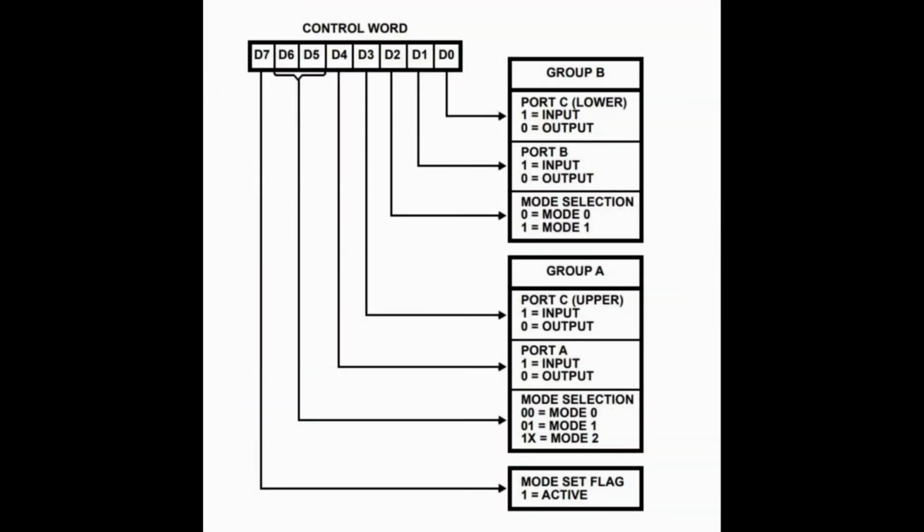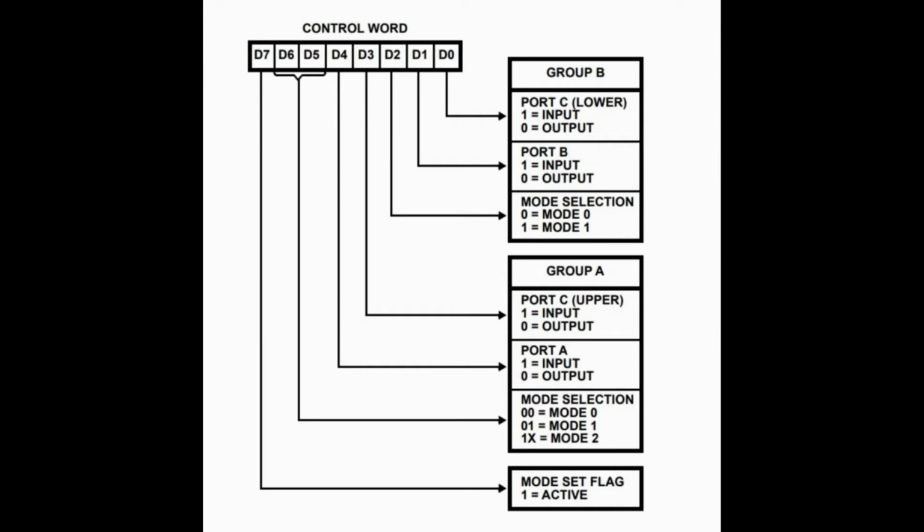The 8255 can be programmed to operate in one of three modes: Mode 0, Mode 1, and Mode 2. In Mode 0, the three ports A, B, and C are basic 8-bit I/O ports, designed to interface with simple 8-bit peripherals.